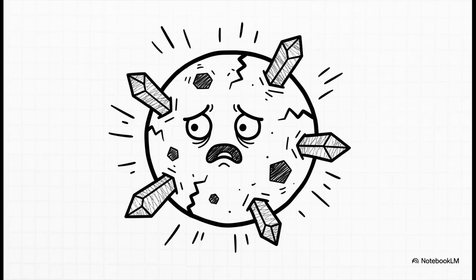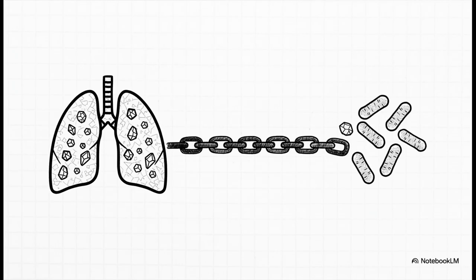Now, here's the key mechanism, the real nuts and bolts of it. When those silica particles get into the lungs, they are straight up toxic to the alveolar macrophages. And remember, these macrophages are your lungs' cleanup crew. They're the frontline defenders. So when silica damages them, the immune system goes haywire, and that's what leads to all the chronic inflammation.